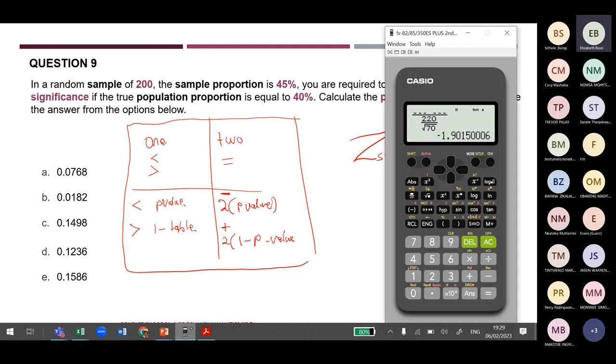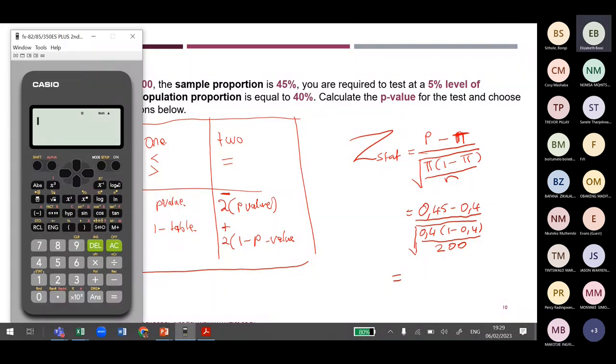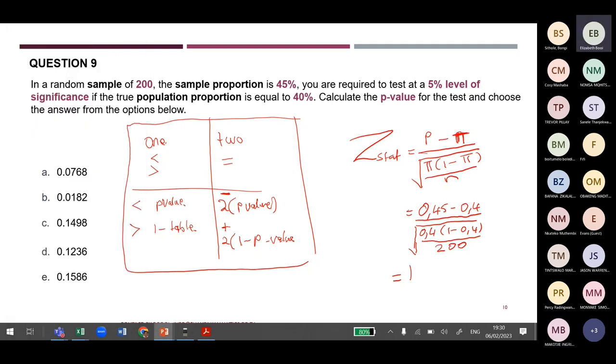Do you have the answer? What is our test? What is the Z test? 1.44. 1.44. That is not the end.